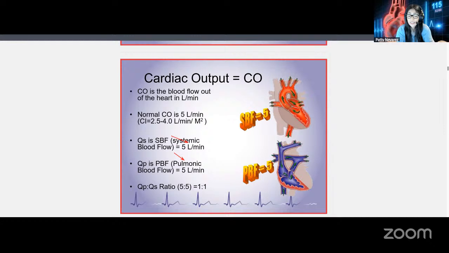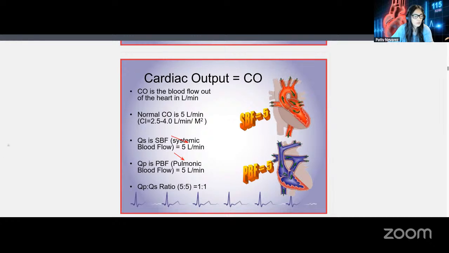And if the patient is healthy, it should be also 5 liters per minute, right? The problem is when it's not. And then the ratio between these two should be 1 to 1 because this is a normal, healthy patient. But when our patients come to the cath lab to do a right heart study, chances are the numbers are not going to look as good.